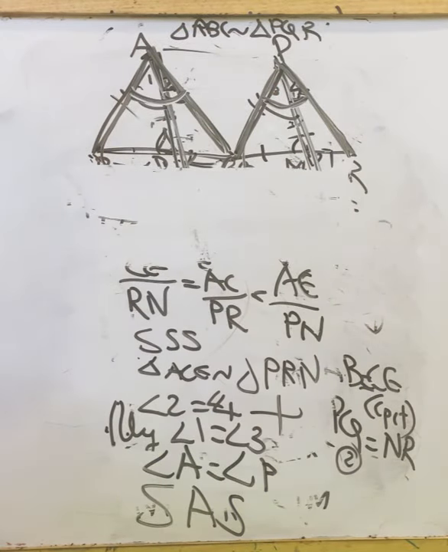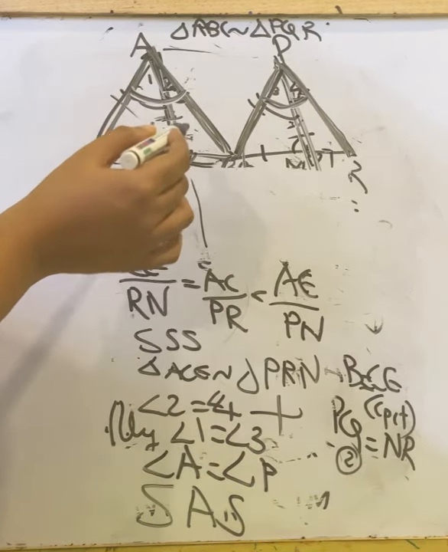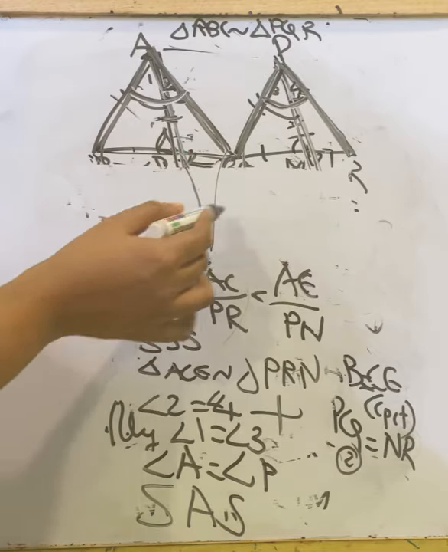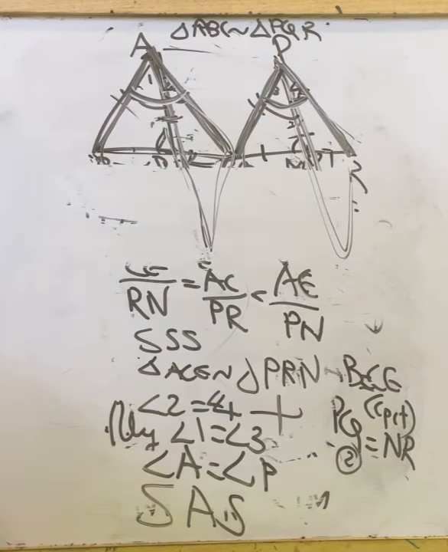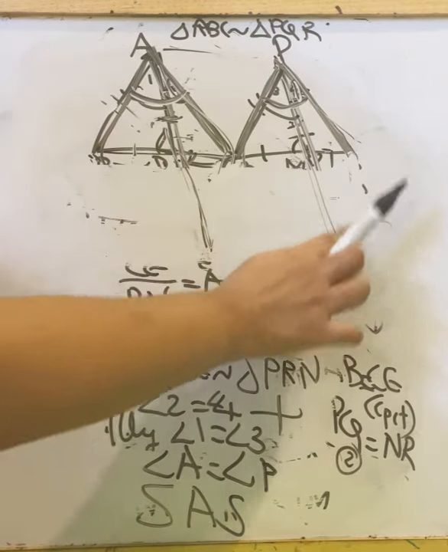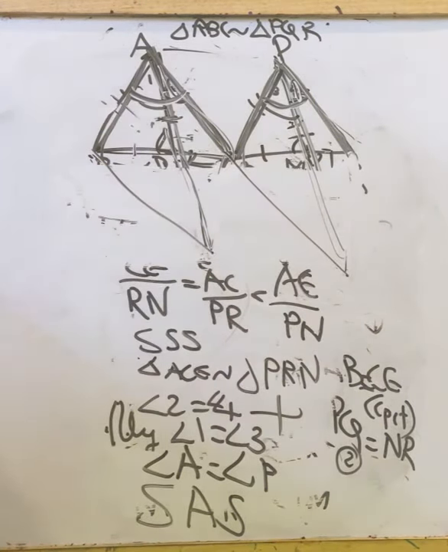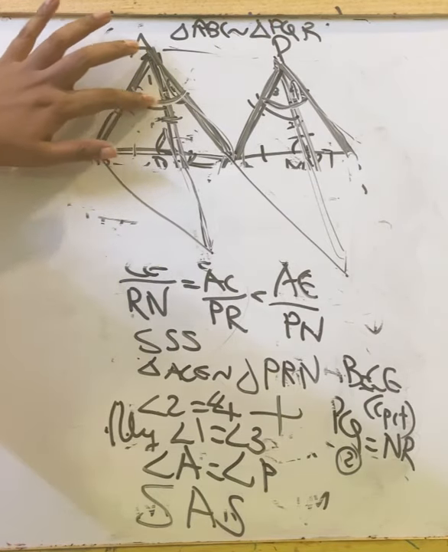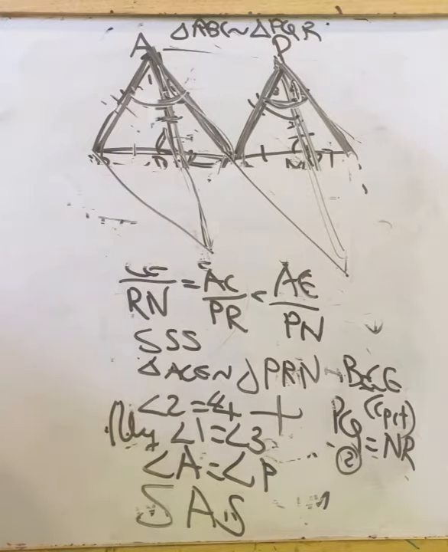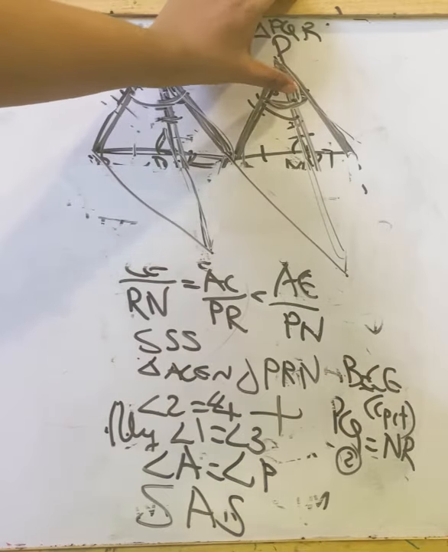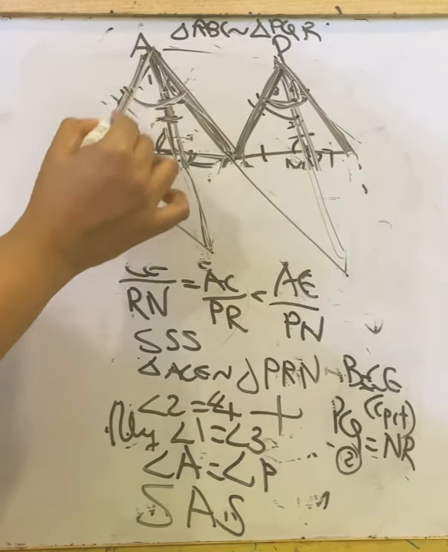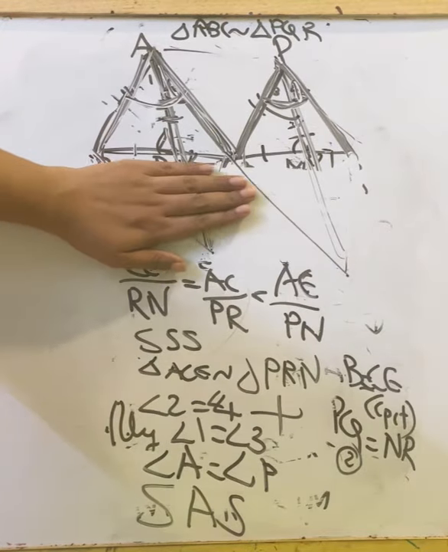So SAS similarity criteria. So we did so many constructions here. First we constructed a line which is equal to this median. And then we proved this triangle and this triangle are similar according to SSS similarity. So this angle and this angle are equal. Now similarly we need to construct here and join the line to this side and we will get this angle equal to this angle, that is angle 1 equal to angle 3. And then we added it, we got total angle A equal to total angle P, and according to side angle side similarity, these two bigger triangles are similar.